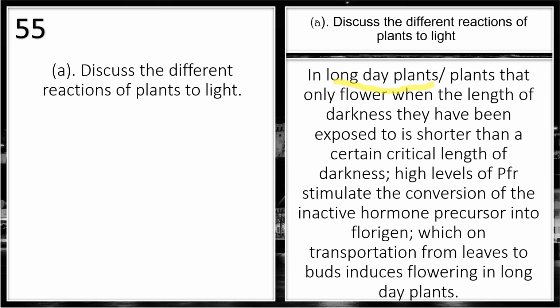In long day plants, which only flower when the length of darkness they have been exposed to is shorter than a certain critical length of darkness, high levels of phytochrome far red stimulate the conversion of the inactive hormone precursor into florigen, which on transportation from leaves to buds induces flowering in long day plants.